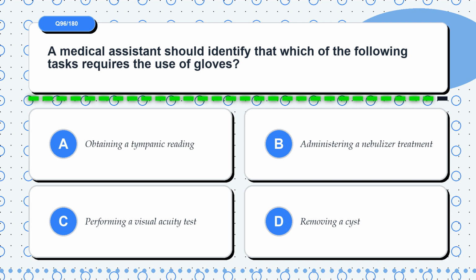Question 96. A medical assistant should identify that which of the following tasks requires the use of gloves. Here are the options. Option A, obtaining a tympanic reading. Option B, administering a nebulizer treatment. Option C, performing a visual acuity test. Option D, removing a cyst.